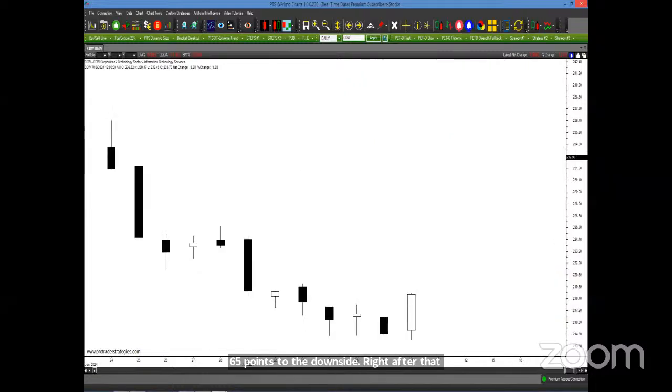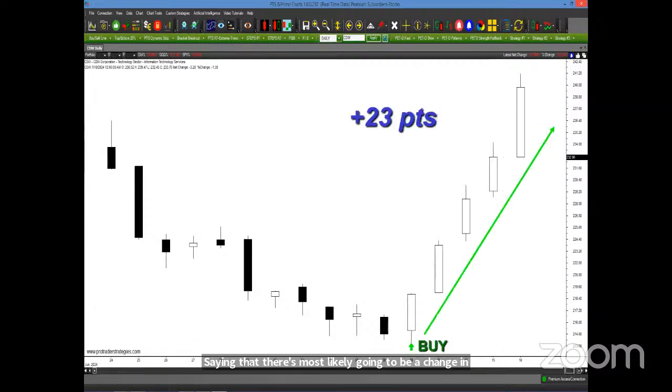Here's an example in CDW, okay, CDW Corp, all right? The market has been going lower. It was on this bar that the PTR generated a buy signal, and it was just about a week ago. Buy signal was generated, saying that there's most likely going to be a change in trend, and 23 points coming into last week, just in 4 days.